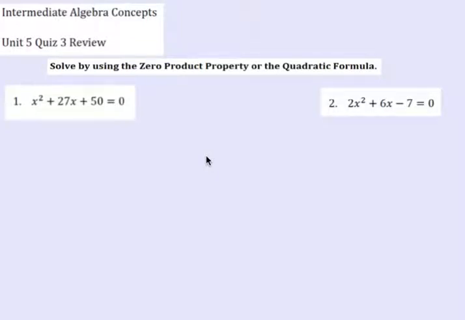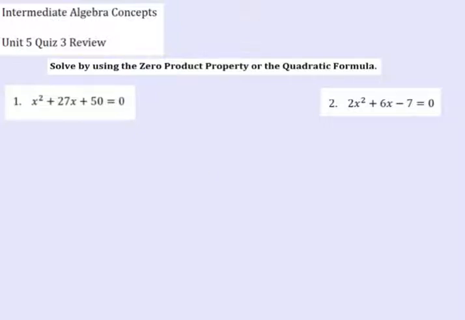Today we're going to be doing the Unit 5 Quiz 3 review. So we're going to be doing what you need to prepare yourself to take that next quiz. The first problem asks you to solve by the zero product property or the quadratic formula. I actually don't care what method you use. Just remember that if the zero product property does not work, you do have to then try the quadratic formula.